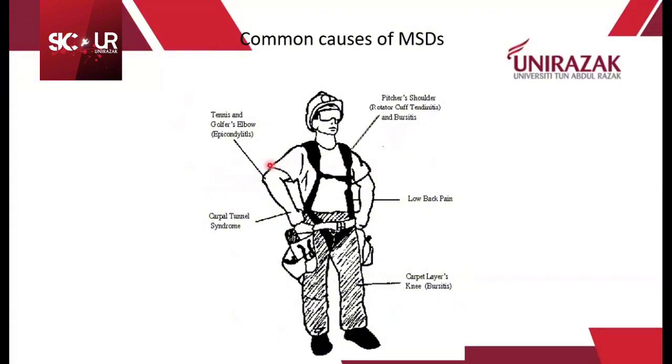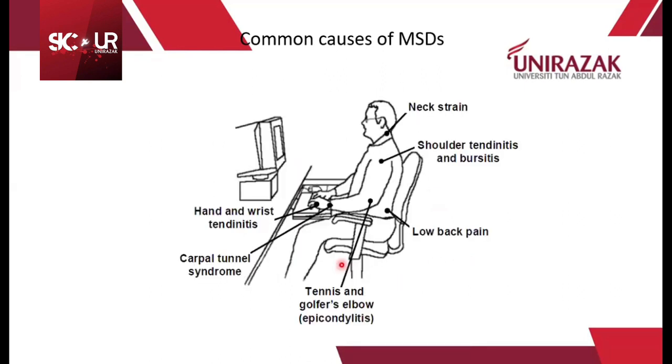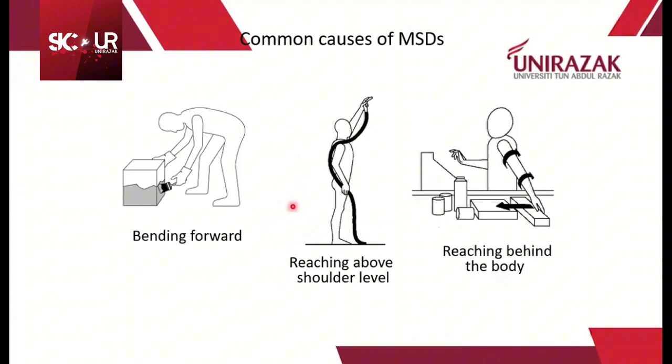So, common cause of MSD, kita ada pitcher shoulder, rotator cuff, tendonitis and bursitis. Kita ada juga tennis and golf elbow. Ini banyak berlaku, puncanya berlaku kepada atlet main golf dan juga tennis. Carpal tunnel syndrome, kita ada juga low back pain, kita ada juga carpet layer knee. Right. Neck strain, shoulder tendonitis, low back pain, tennis and golf elbow, carpal tunnel syndrome, hand and wrist tendonitis.